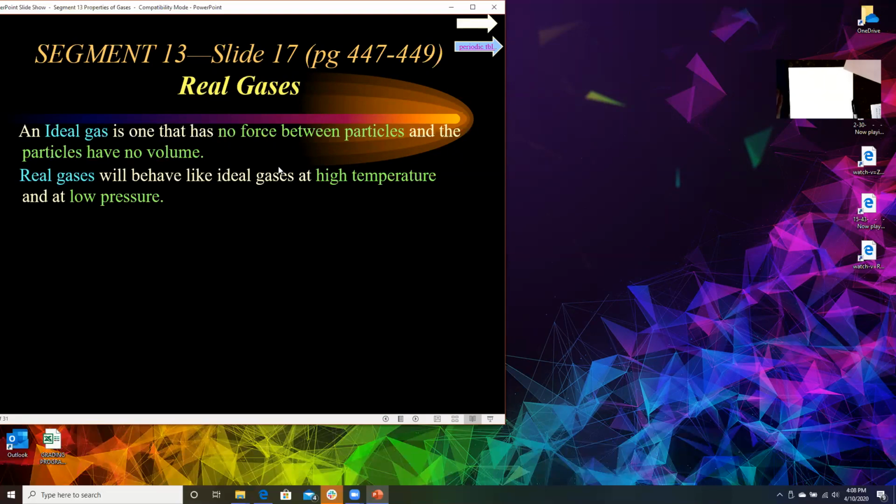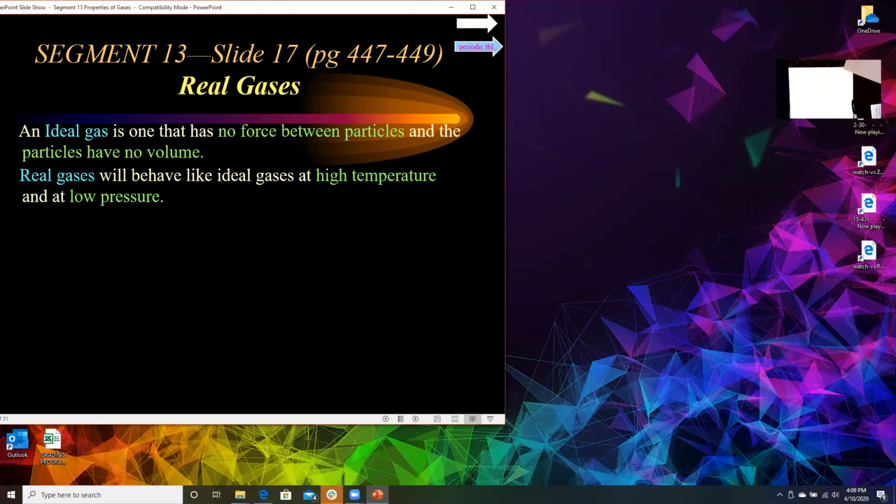That is what we would have to have for an ideal gas. We talk about the molecule being just a point particle, no volume. Real gases do have volume, and they do have forces between them. Now, we want to choose conditions where those forces are minimal. Now, if I have a gas at high temperature, that means it's going to have a lot of kinetic energy.